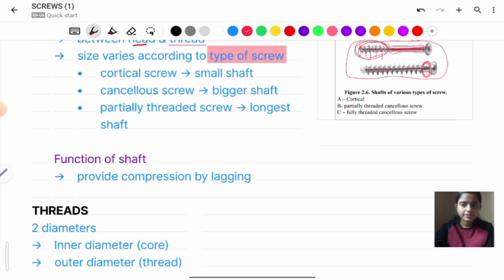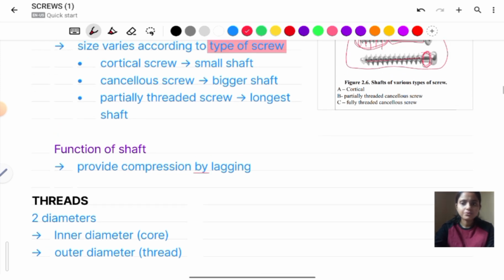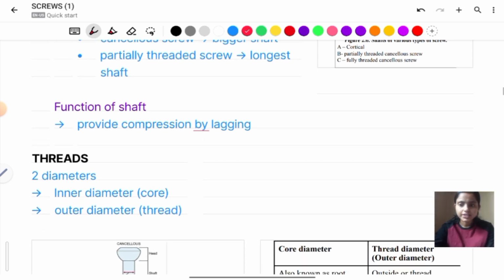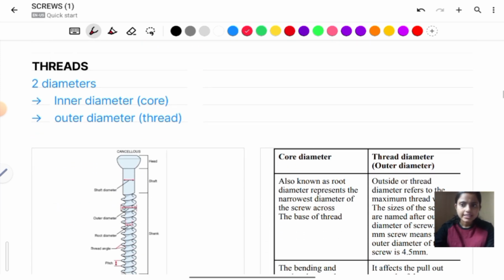Functions of the shaft: the shaft provides compression by lagging. Now, threads. Threads have two diameters: the inner diameter, which is called the core diameter, and the outer diameter, which is called the thread diameter.